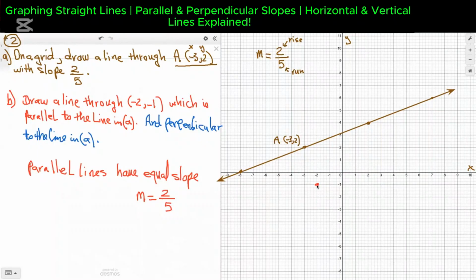And from this point, you start going up 1, 2 and over 1, 2, 3, 4, 5. And then again, up 1, 2, run 5, or down 1, 2 and left 1, 2, 3, 4, 5. And that's where my points are. And at this stage, you could draw your line, and your line would look like this. Parallel lines never meet because they have the same slope. So the rise over run is the same, so they will never meet unless they're right on top of one another.